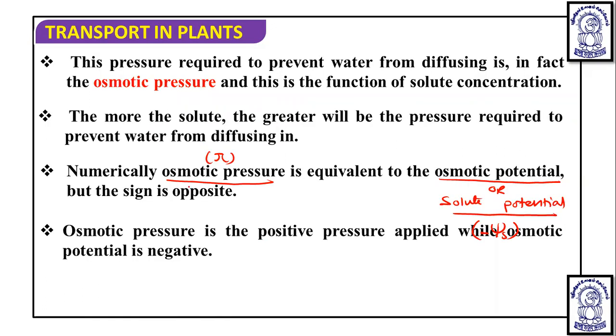Solute potential is the potential of solute to lower the water potential. This means that if more solute is there, the solute potential will be more negative. So if the osmotic pressure is 5 atmospheres, then the solute potential becomes -5. So solute potential is equal to minus pi. That you should remember. That is the comparison.